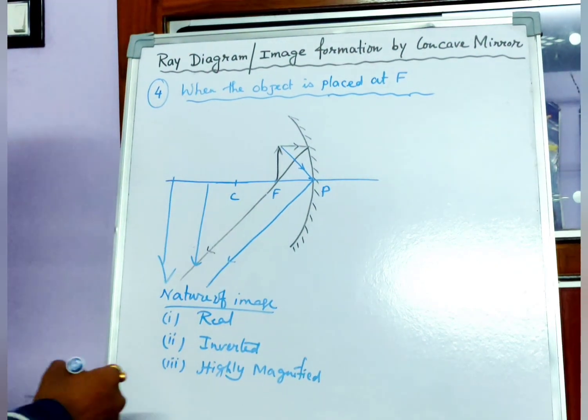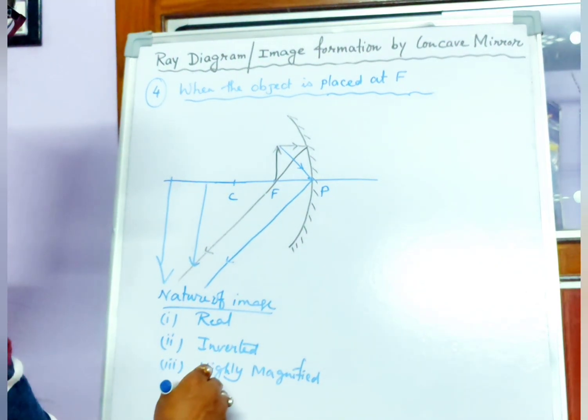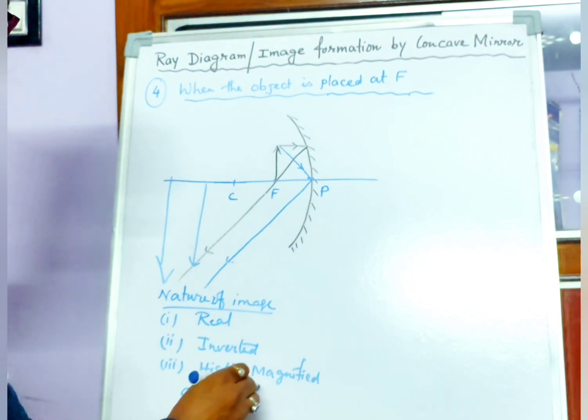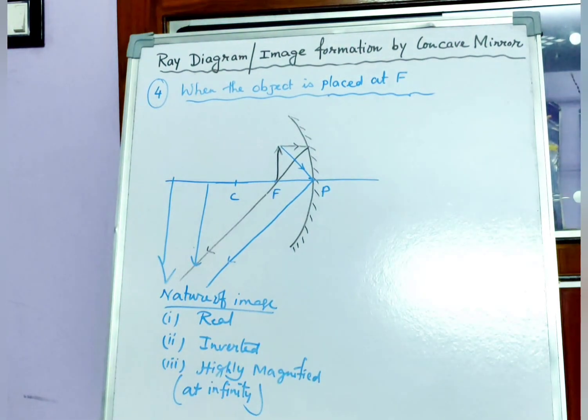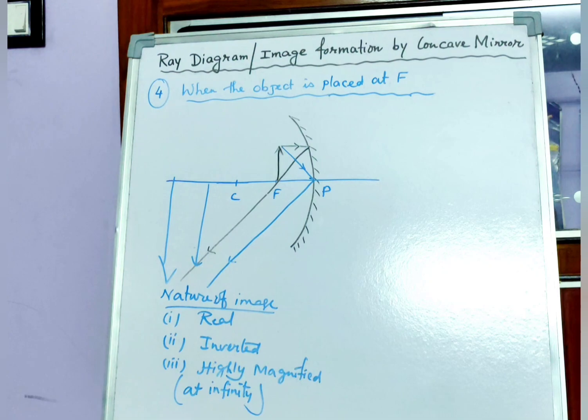And where will the image form? At infinity. The image will form at infinity. So this is the fourth ray diagram. When the object is placed exactly at focus, this is how the ray diagram will be made.